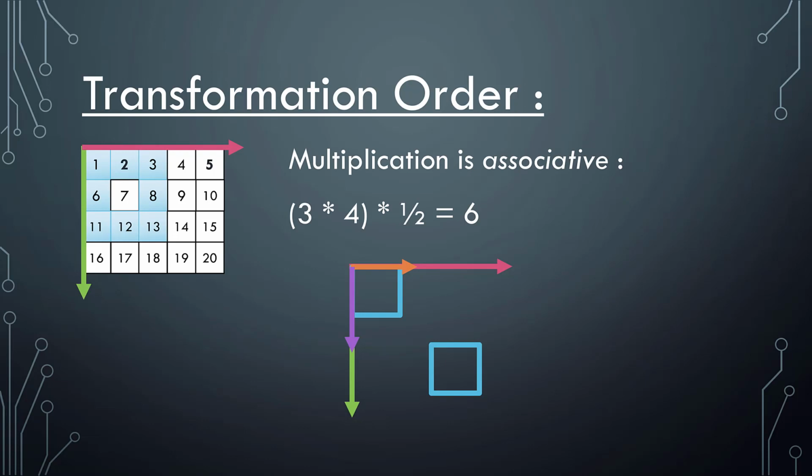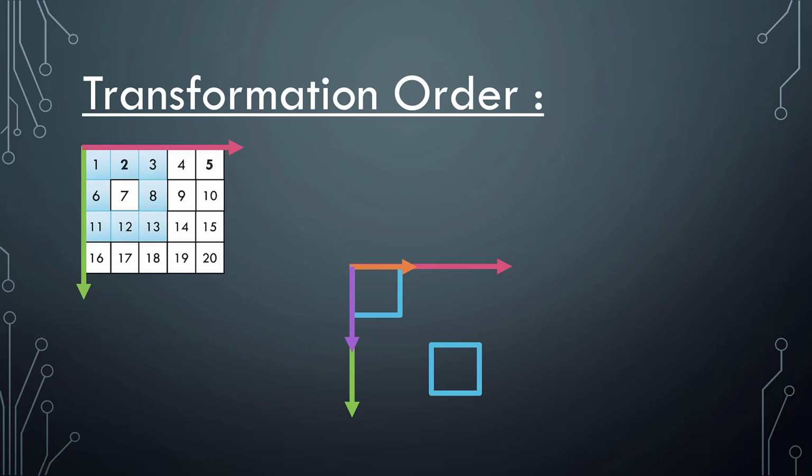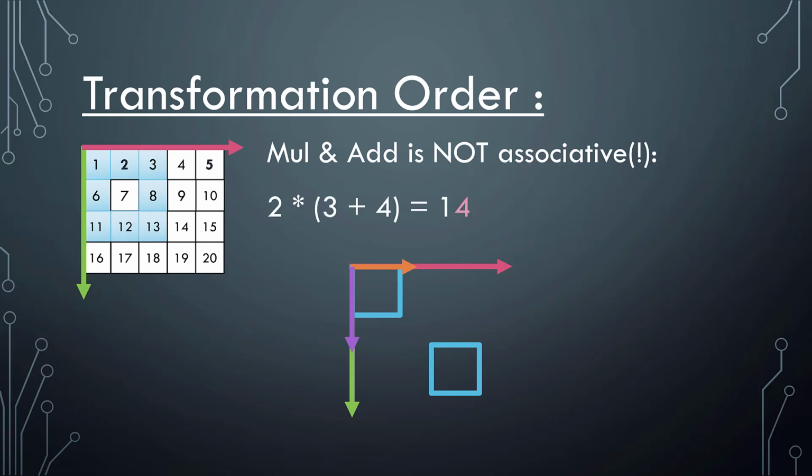And multiplication is also associative. So if we have successive multiplications, we can group them in any way, and we still get the same result. So we can combine multiple stretching and squashing into a single squash stretch operation. But if we try to combine multiplication and addition, that's not associative. So if we group things around differently, we end up with a different result.